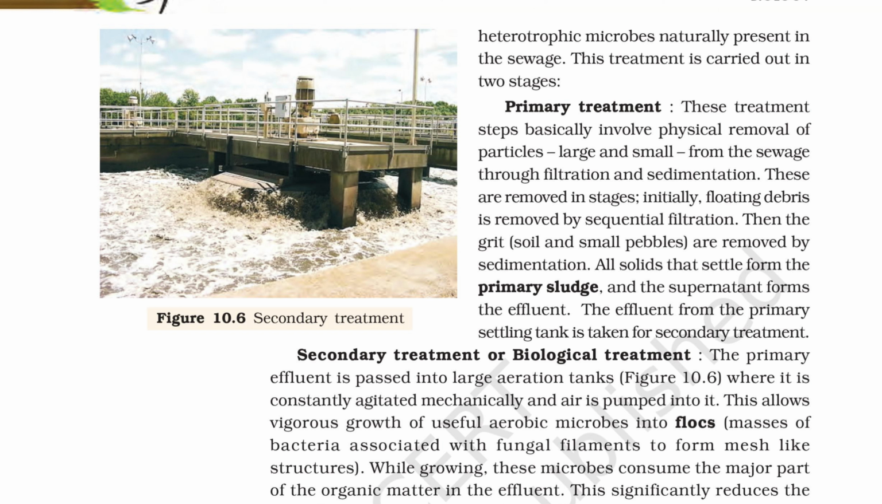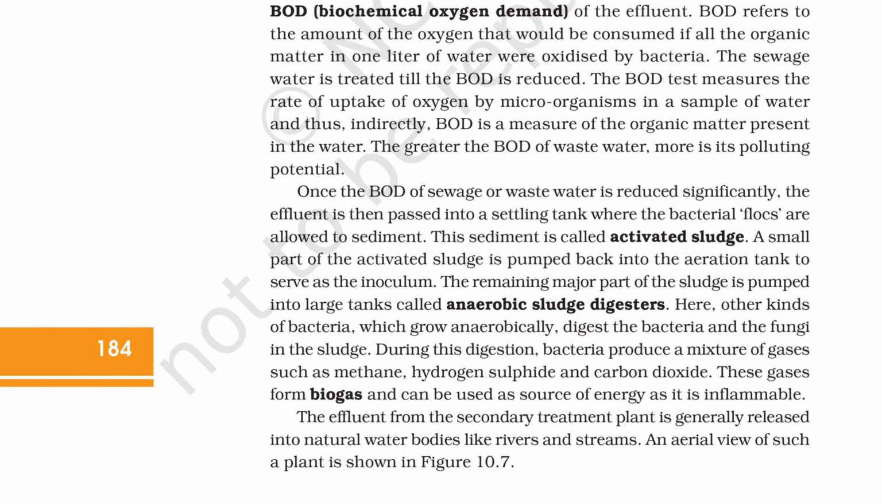Secondary treatment or biological treatment. The primary effluent is passed into large aeration tanks where it is constantly agitated mechanically and air is pumped into it. This allows vigorous growth of useful aerobic microbes into flocs, masses of bacteria associated with fungal filaments to form mesh-like structures. While growing, these microbes consume the major part of the organic matter in the effluent. This significantly reduces the BOD, biochemical oxygen demand, of the effluent.